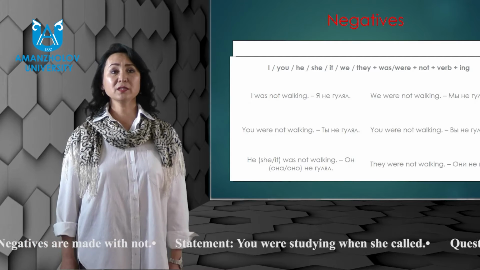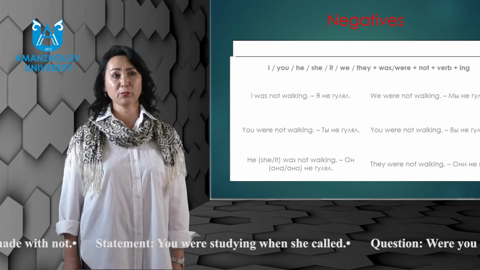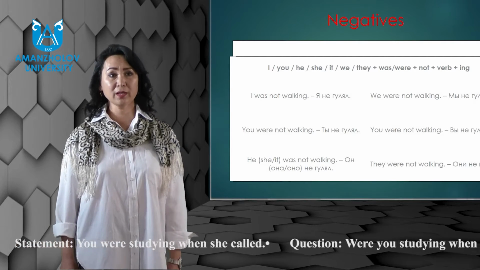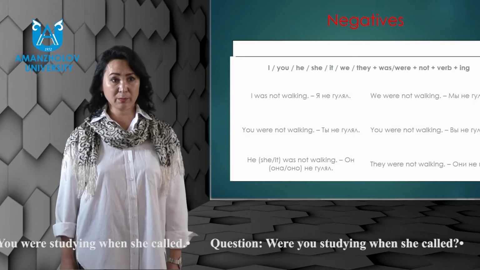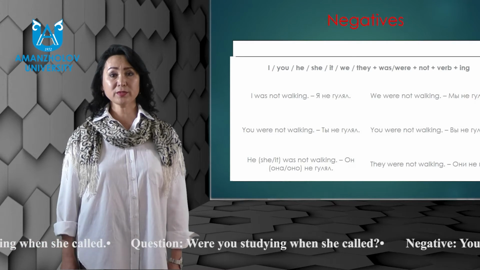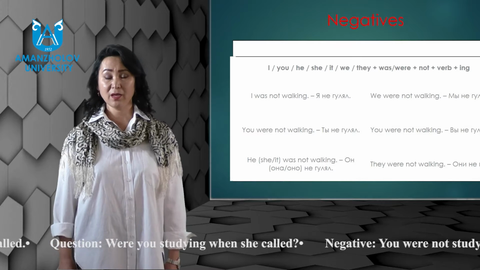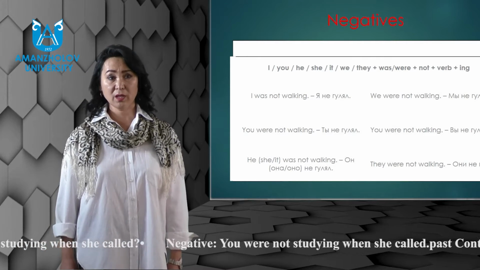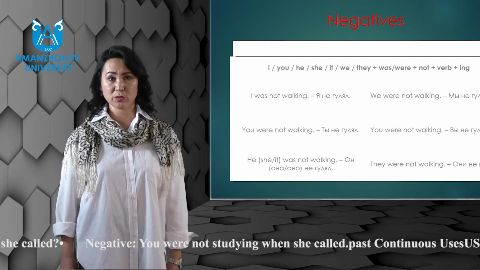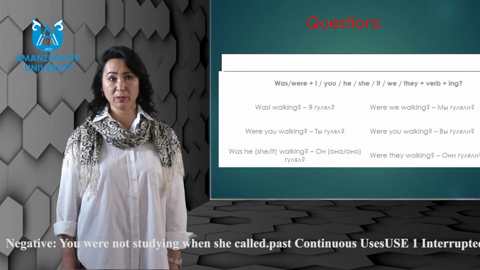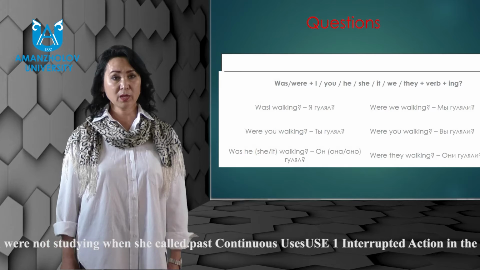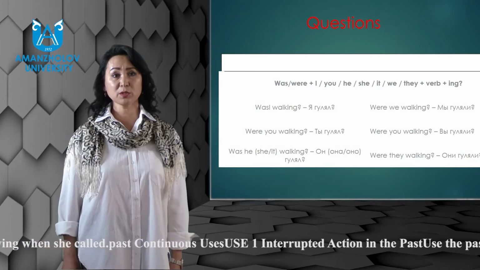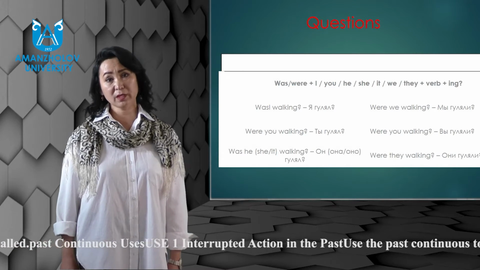Okay, there are different kinds of uses of past continuous. The first one is interrupted action in the past. We use the past continuous to indicate that a longer action in the past was interrupted. The interruption is usually a shorter action in the simple past. Remember, this can be a real interruption or just an interruption in time.